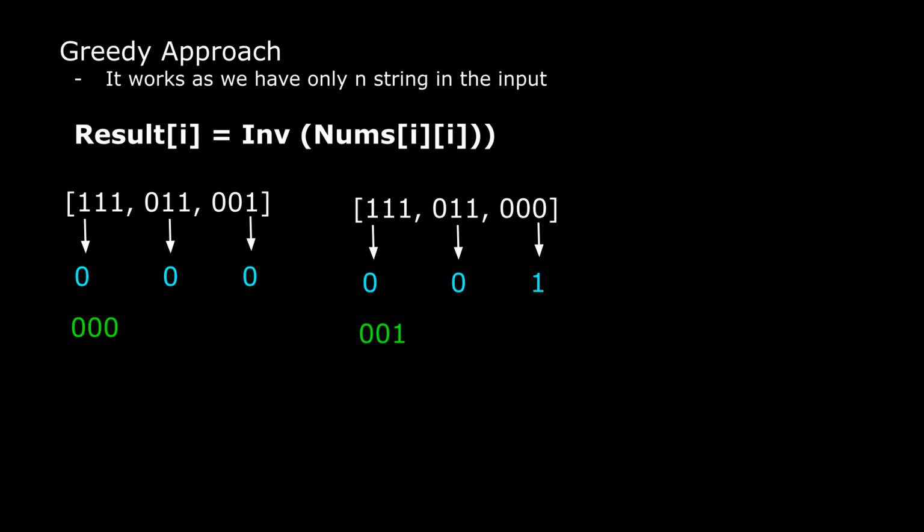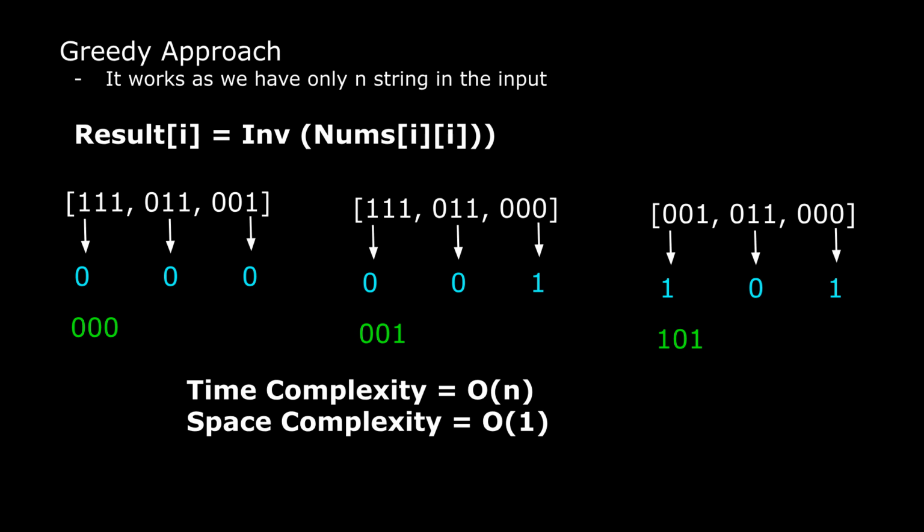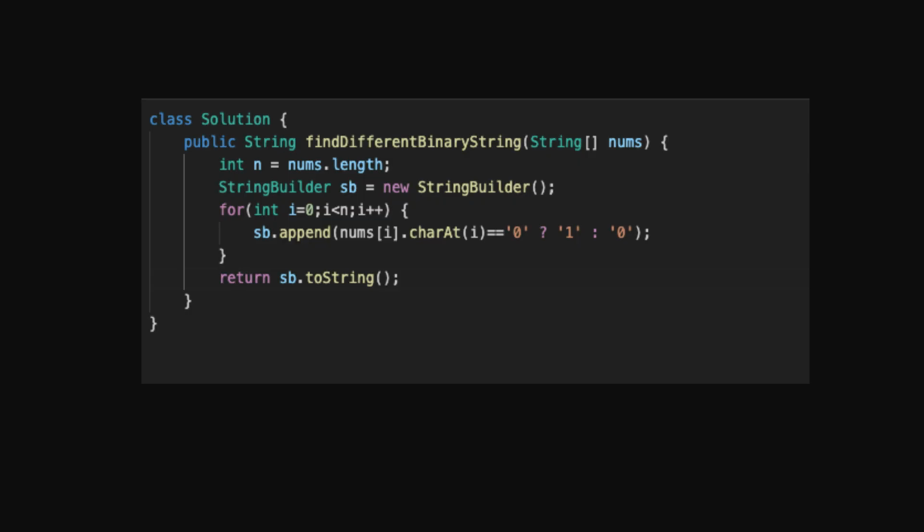Let's take a look at another example. Here I'm going to update 111 with 001. Again we follow the same process. If you see here, the output is 101, and this is not in the input array. So you can say that this greedy approach solves this problem. The time complexity of this approach is O of n, and the space complexity is O of 1.